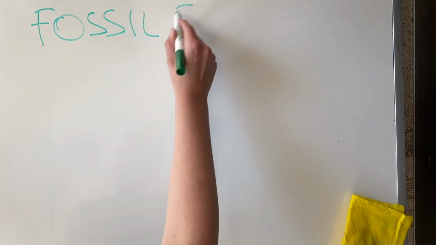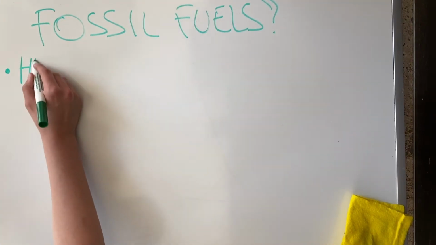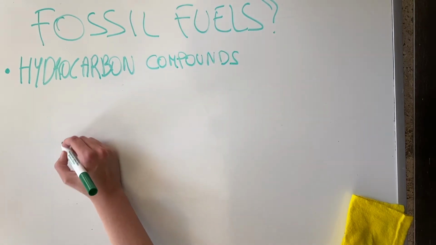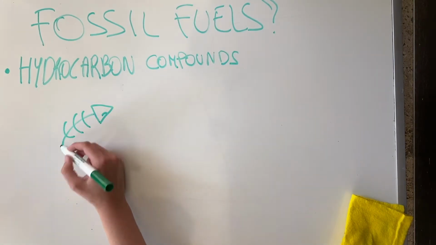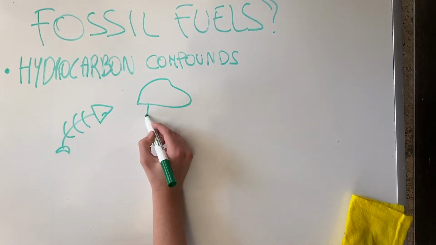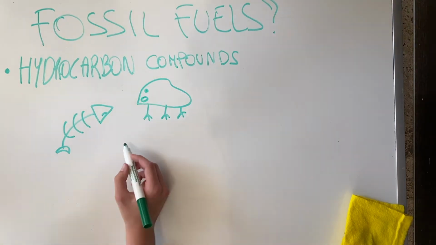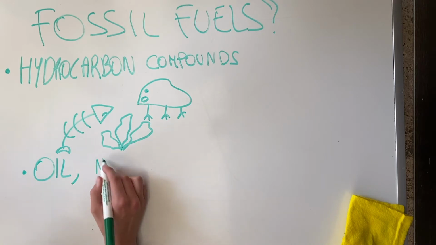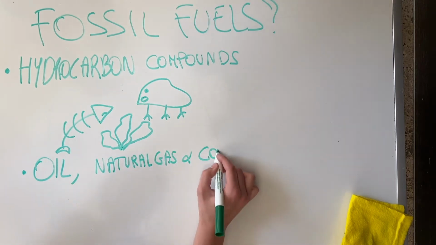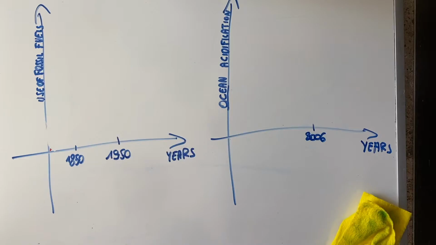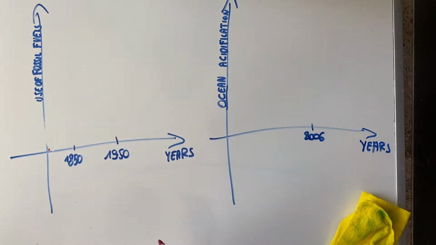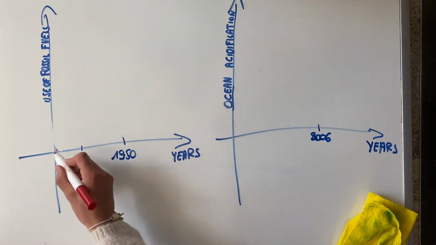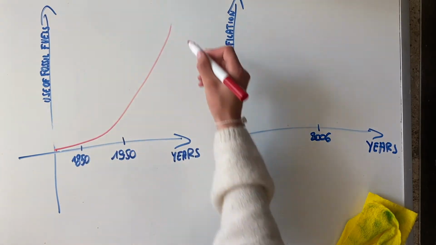Now, what are fossil fuels? Fossil fuels are hydrocarbon compounds. They are formed by the breakdown of plant and animal life in Earth's geological past. This includes oil, natural gas, and coal. Fossil fuel consumption has increased significantly over the past half century, since 1850, and roughly doubling since 1980.